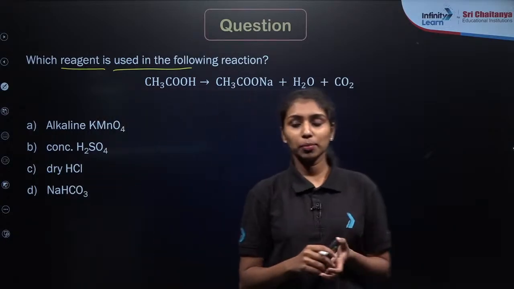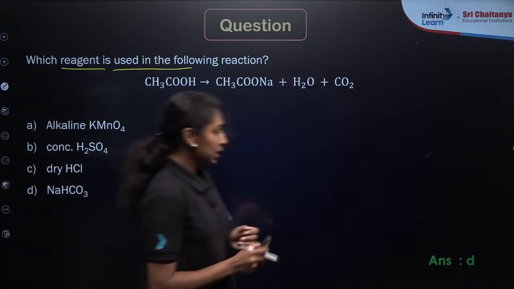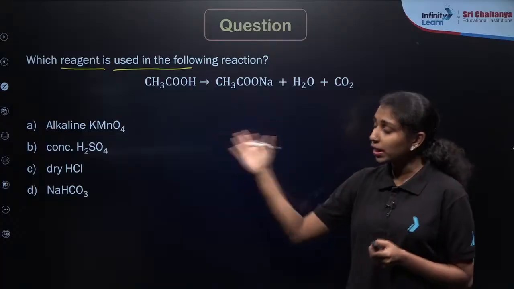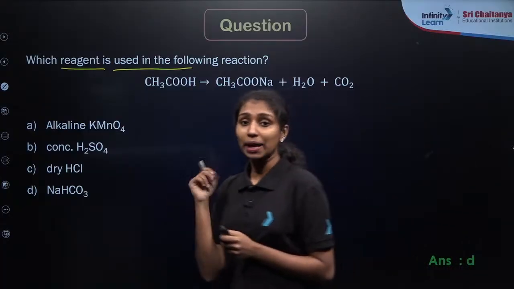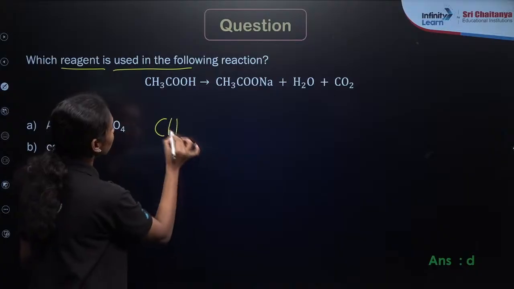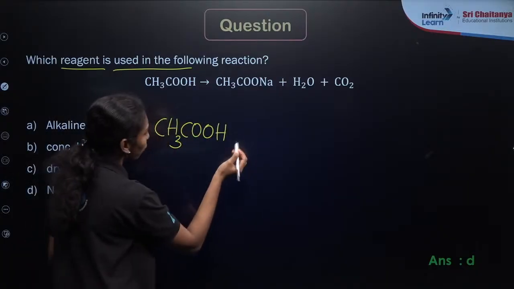Okay, most of you are giving me the answer as option D. Let's see what our answer is. Yes, option D is the correct answer, that is NaHCO3, right? Whenever we are treating ethanoic acid with either carbonates or bicarbonates, it will produce the corresponding salt plus carbon dioxide plus water, right?